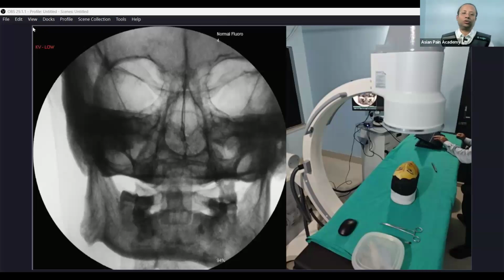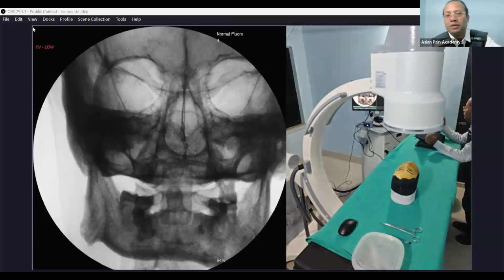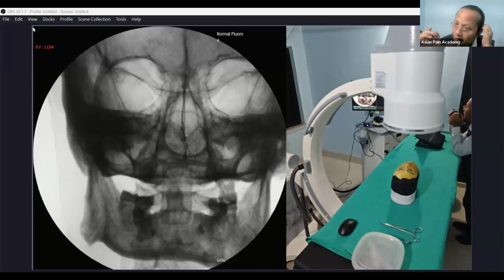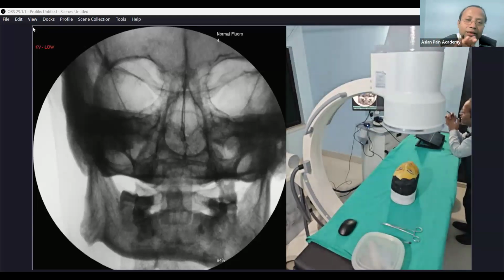Okay. So we will do how to put the needle in the foramen ovale, I mean needle in the foramen ovale for RF of the Gasserian ganglion. So we will start first with the AP view. So this is an AP view.